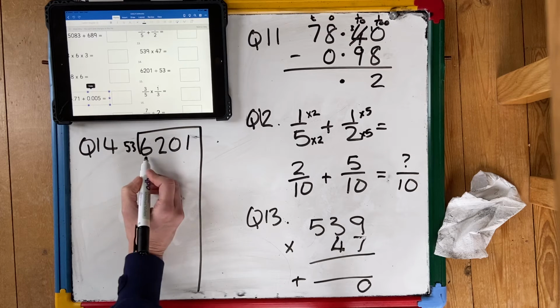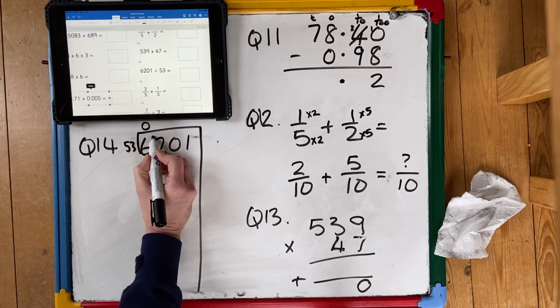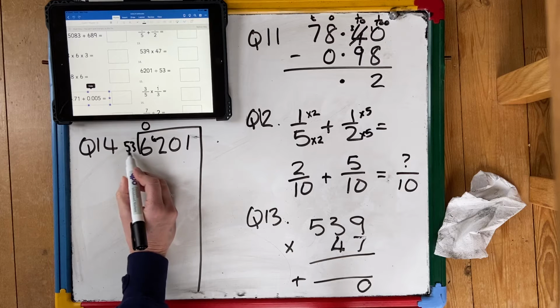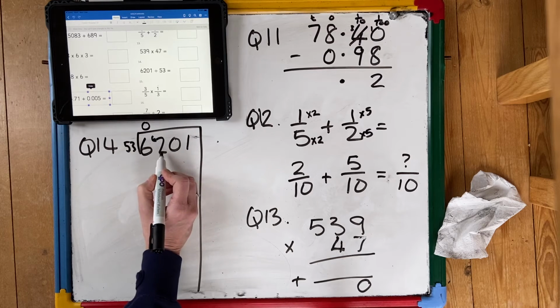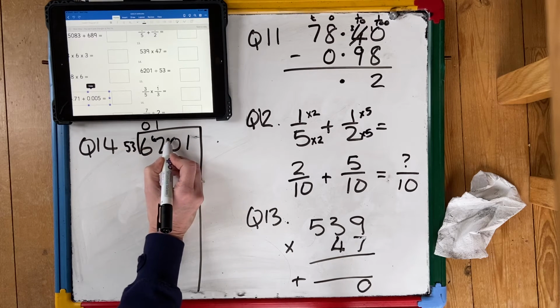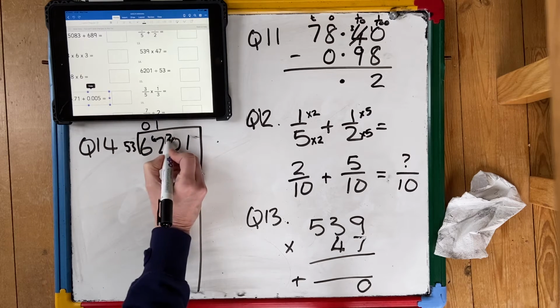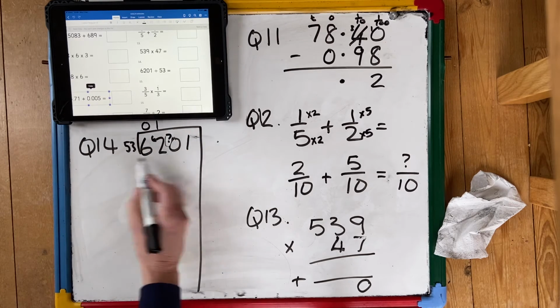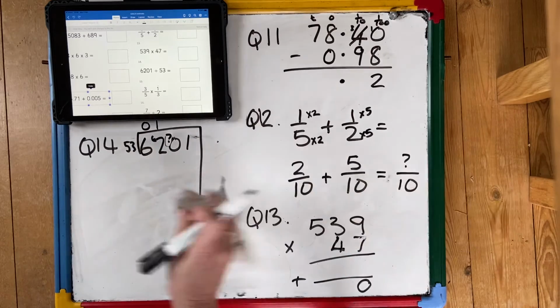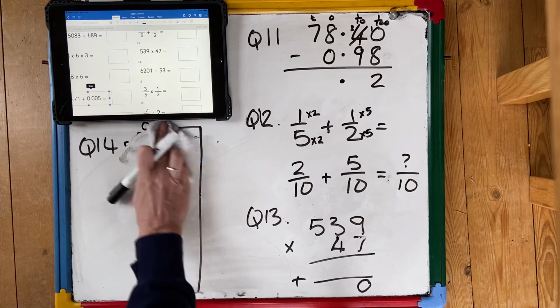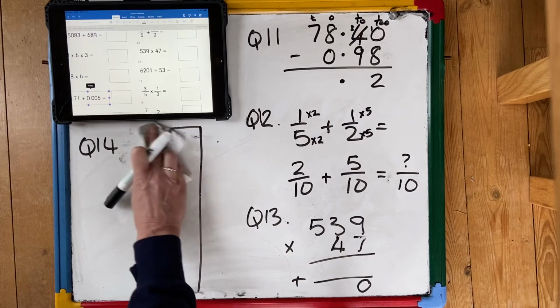How many 53s are in 6? 0, carry the 6 over. How many 53s are in 62? Well, there's 1, remainder what? Write it here. I should put a question mark instead. So you can do it as a short division, okay, or long division.